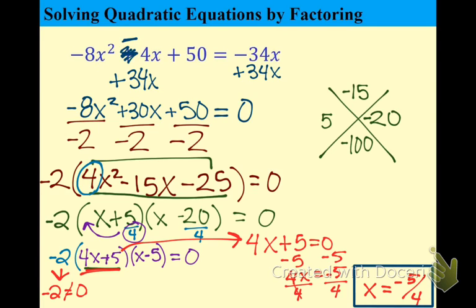All right, so I have done my 2 first factors. Negative 2 is not an answer. I did 4x plus 5 equals 0. Now I need to do x minus 5 equals 0. So on this one, what does x equal? 5. So here are my 2 answers.